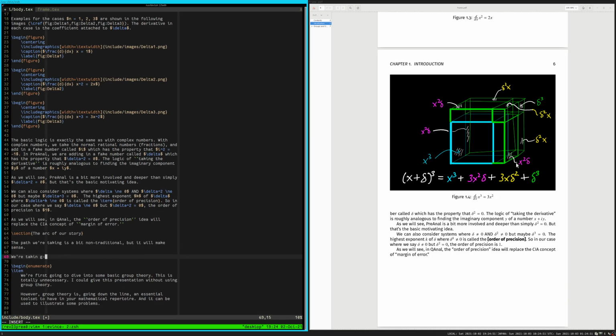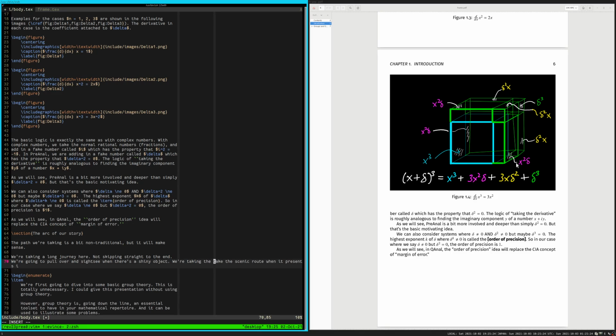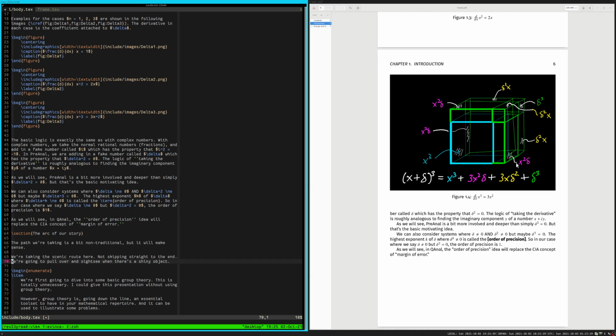We're taking a long journey here. We're going to pull over and sightsee when there's a shiny object. We're taking the scenic route.